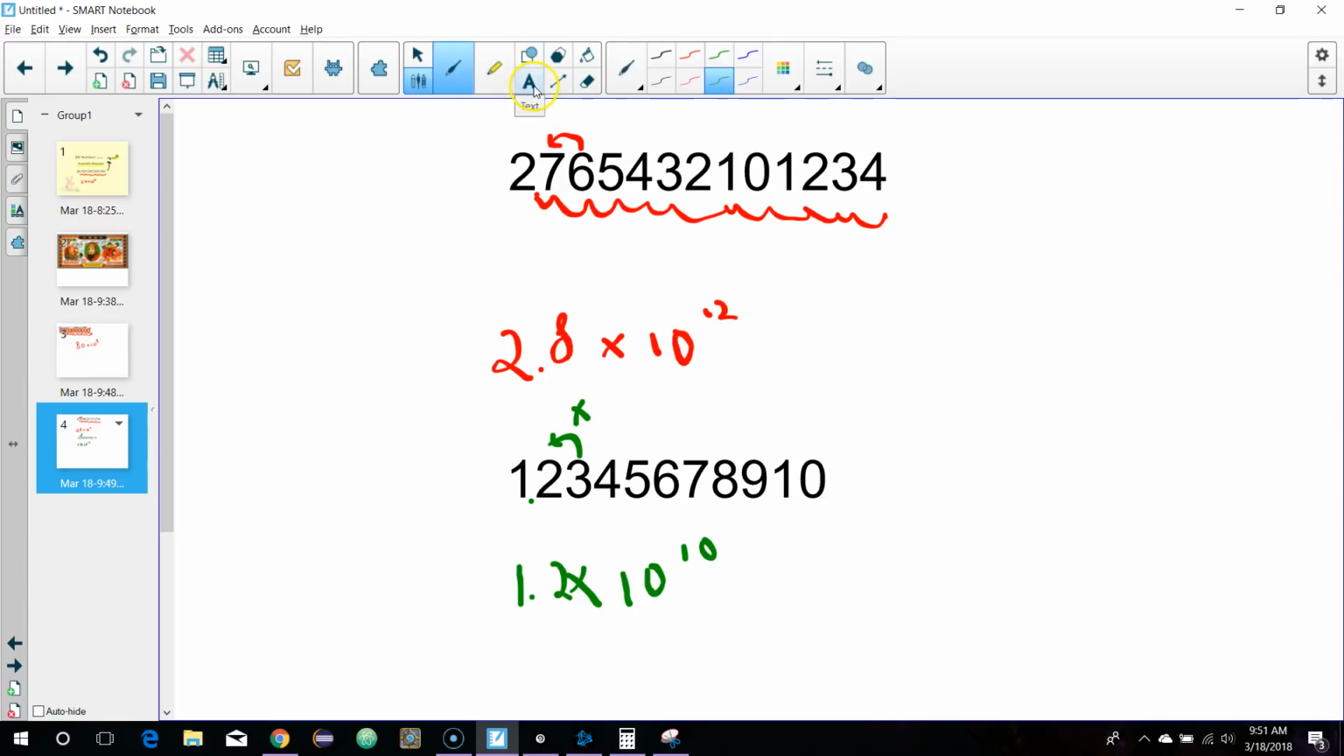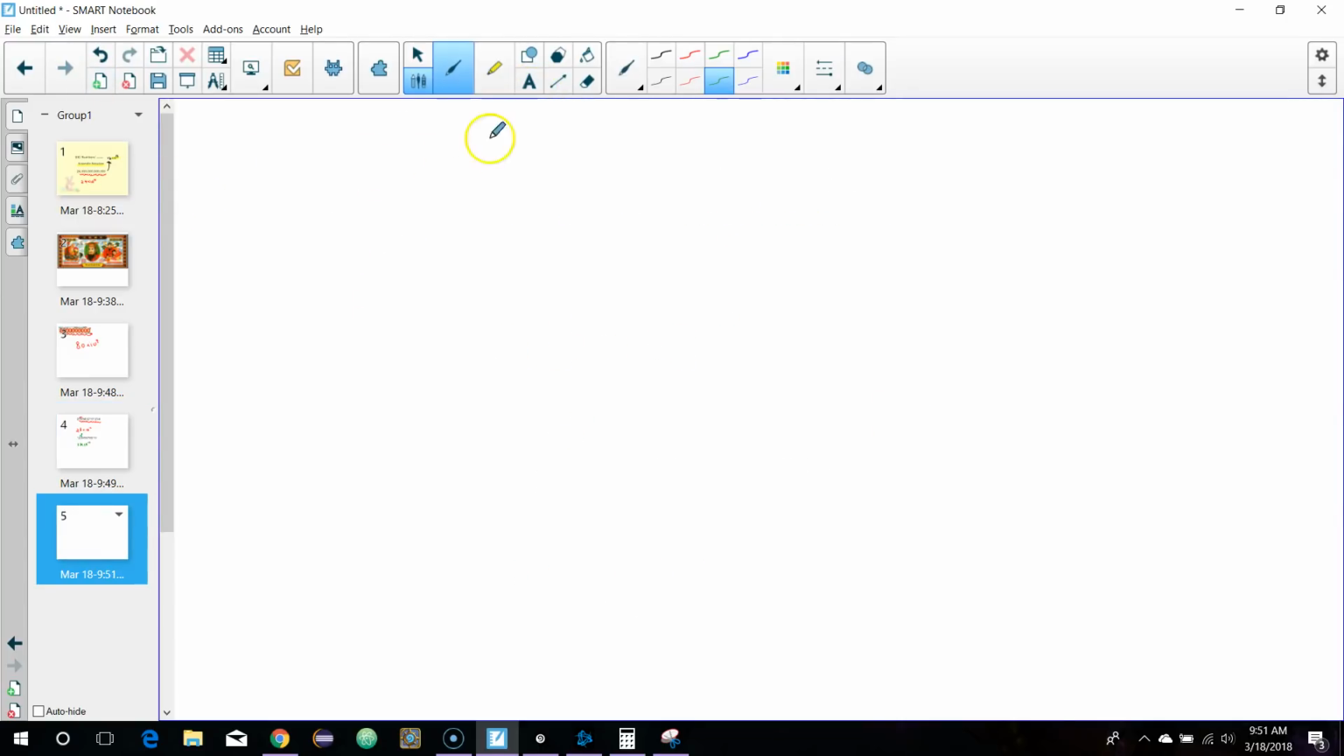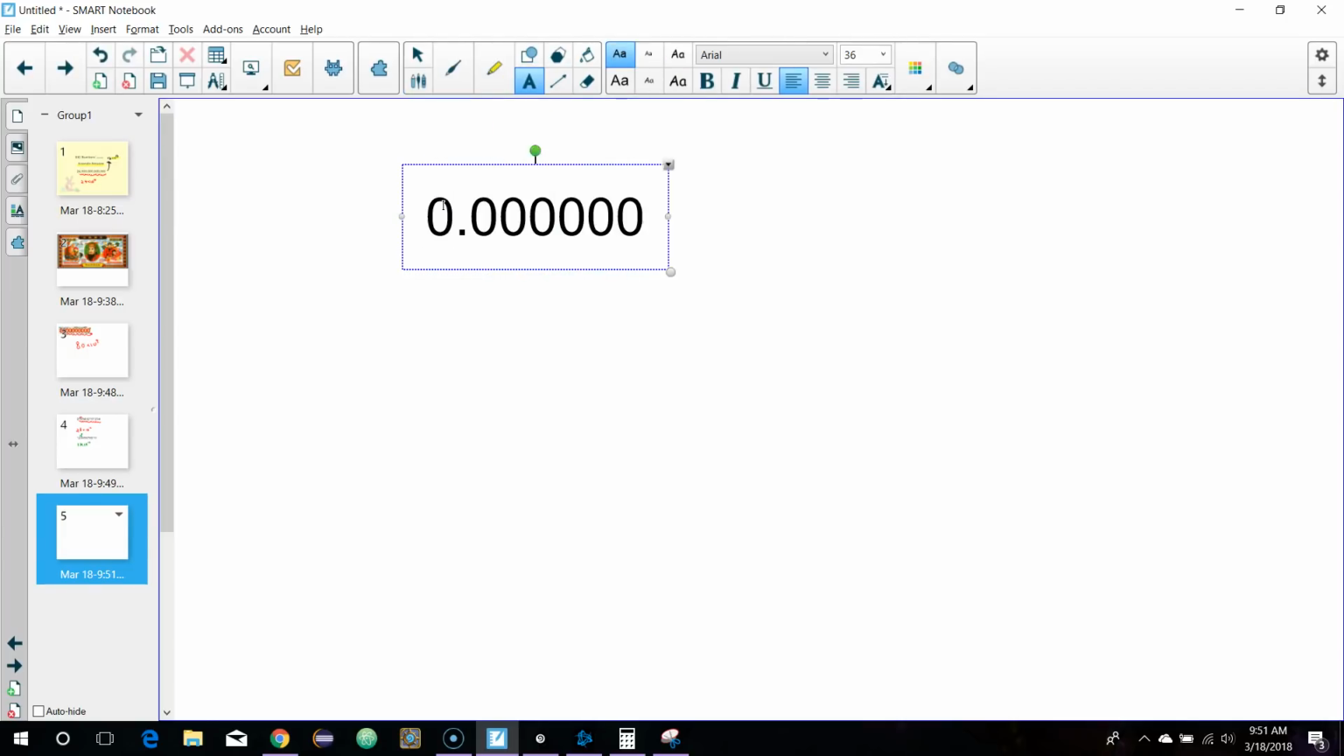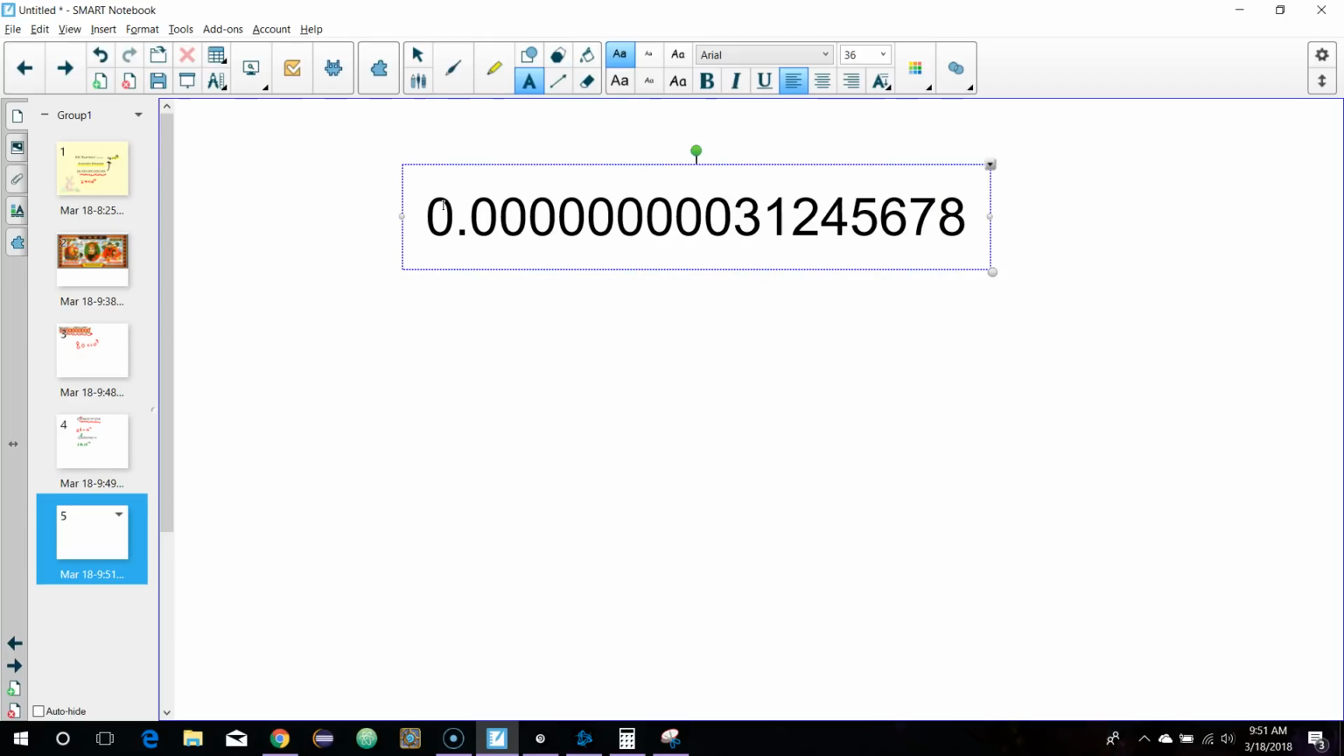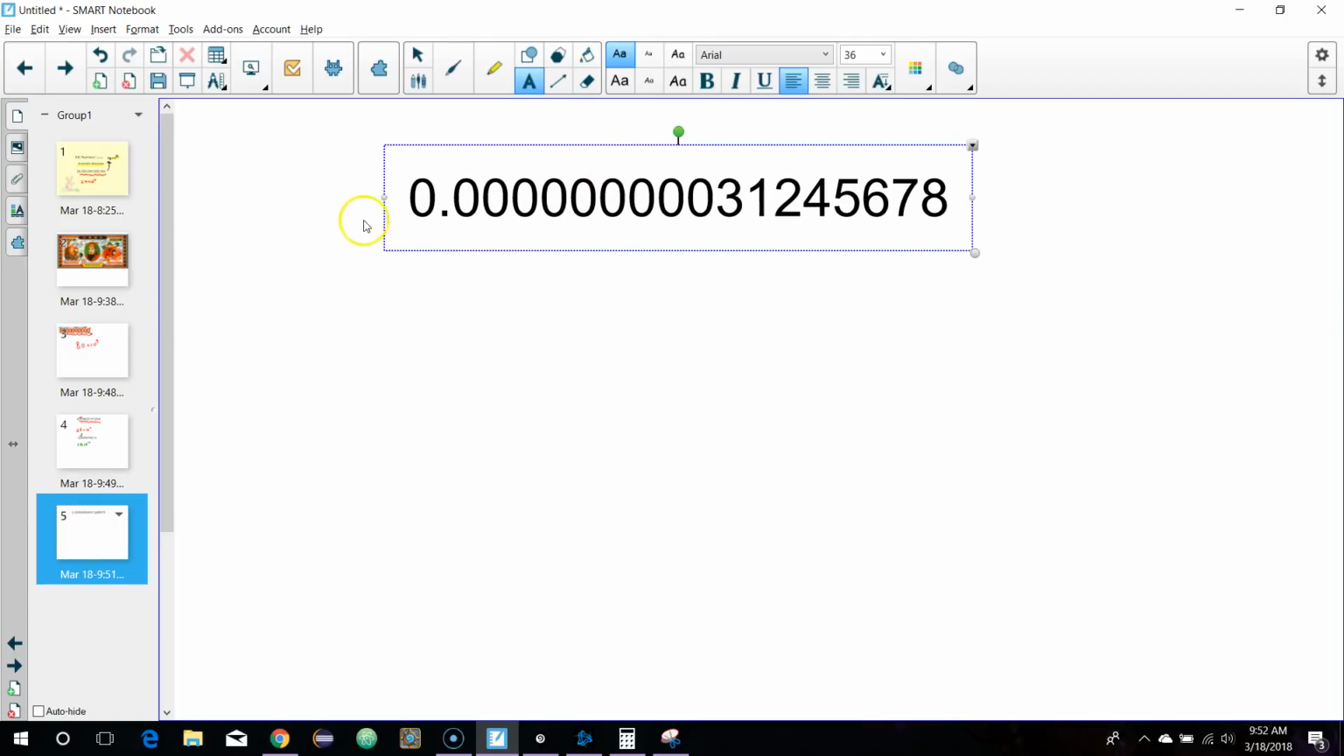How about for a very, very small number? A small number has a different way to do it. Let's say I have 0.0000000. It's just some random digits I typed in. In this scenario, you have a really, really small number. Very, very small: 0.000. How many zeros are there? Like 9 zeros, then 3.12. It's a very small number.